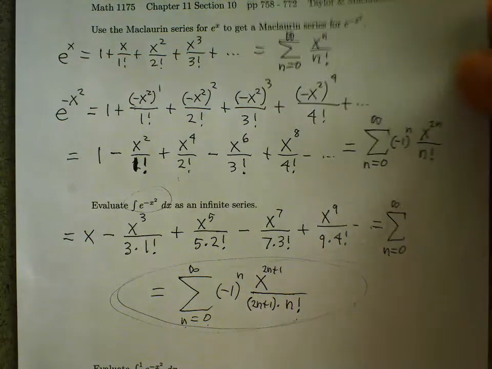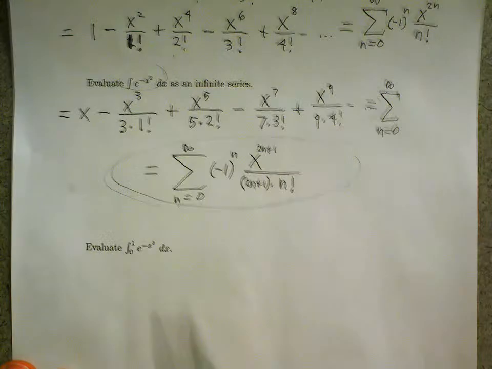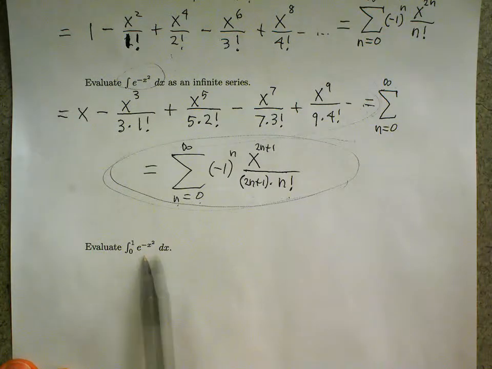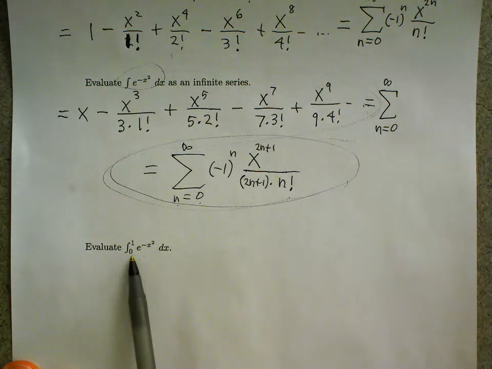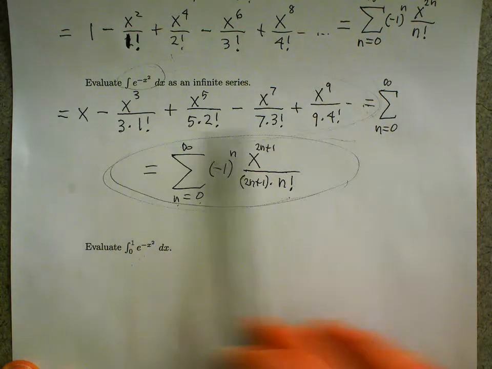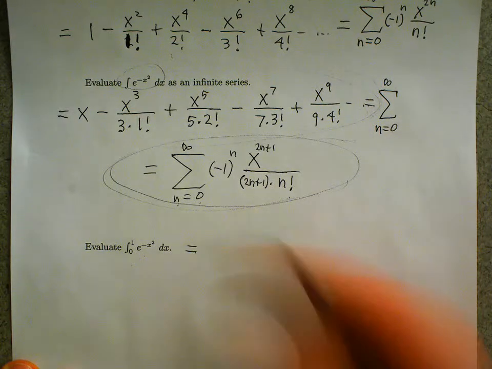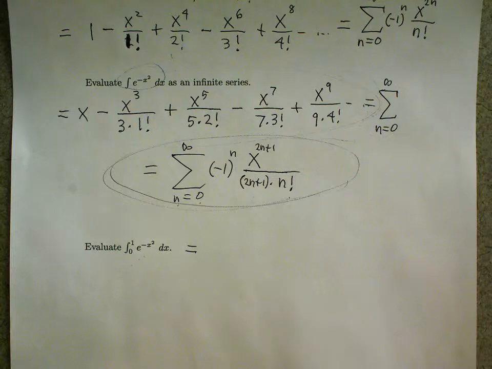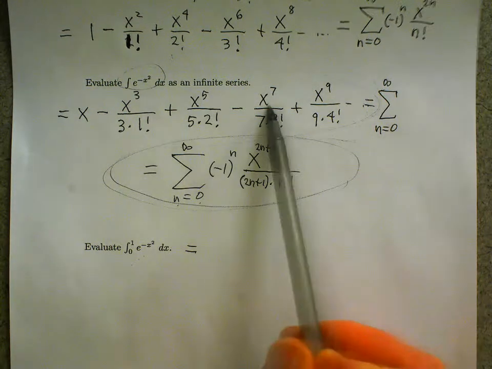Okay, the next one is the definite integral of e to the negative x squared dx from 0 to 1. So when x is 0, all of the terms will be 0. So all we have to do is replace every x with 1 in the infinite series.